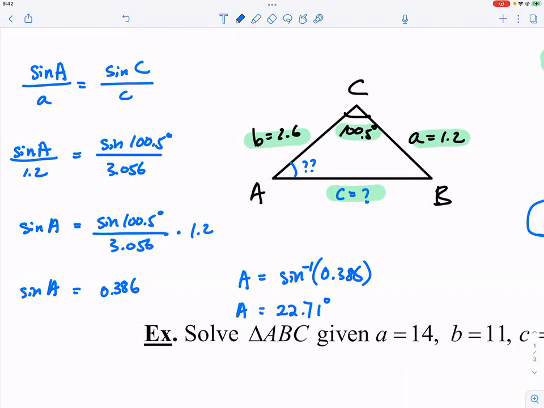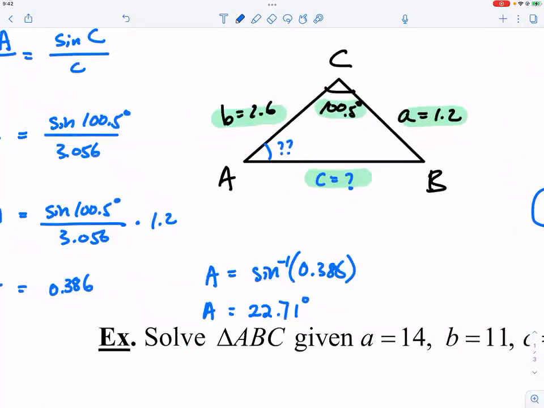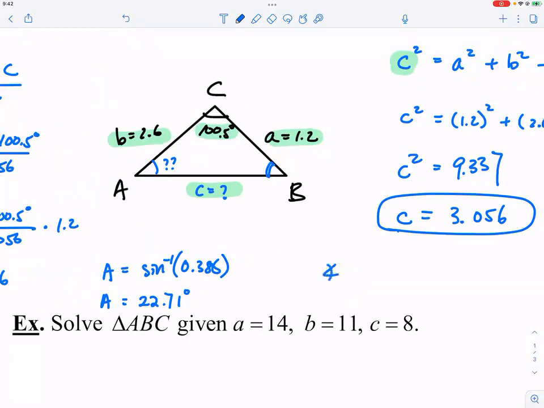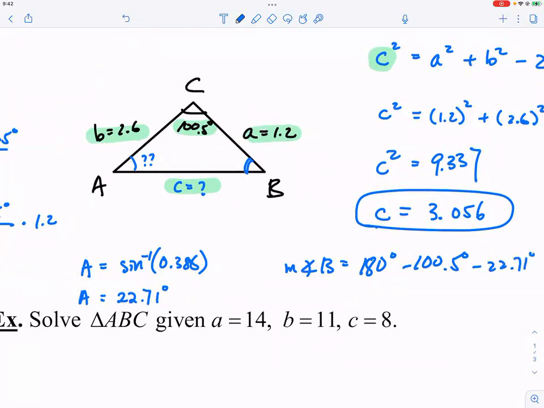All right, now, how should we find out angle B? Would you use the same thing? Or is there an easier way? Yeah, 180, right? So for angle B, the measure of angle B is just 180 minus 100.5 degrees minus 22.71 degrees, and you have your angle. All right, so that should give you 56.79 degrees.